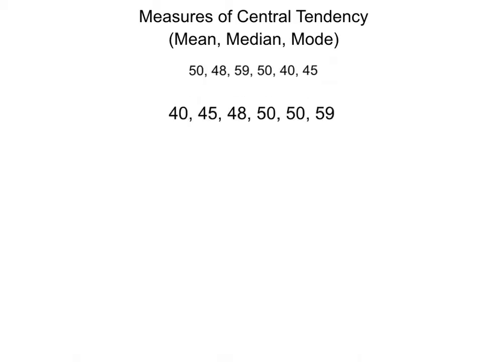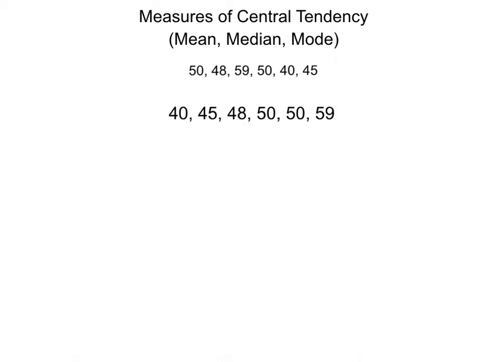Anytime that we're dealing with measures of central tendency, the most important first step is always to put the numbers in order from least to greatest. So let's go ahead and do that first. There we go. Now our numbers are in order from least to greatest, so now we can actually go through and look at what all the different values for these things are.